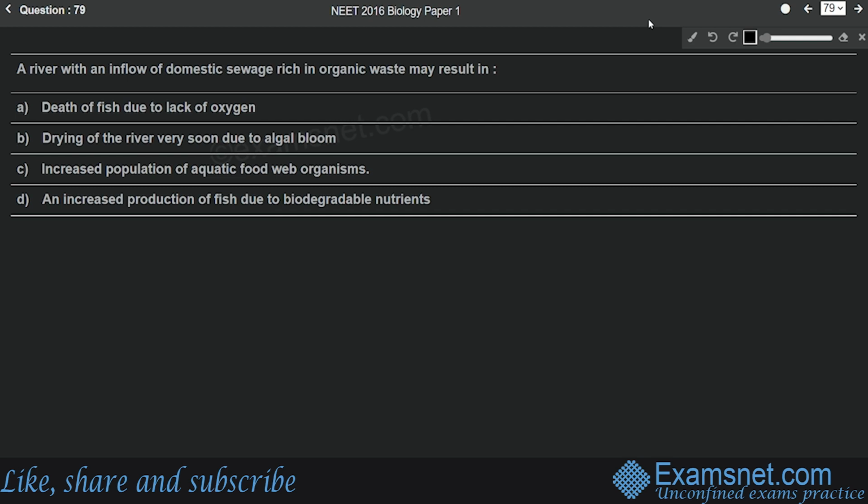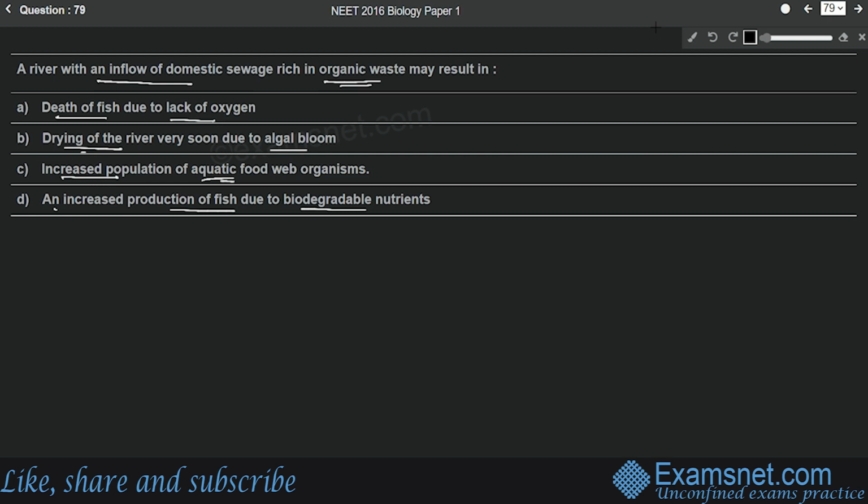Question number 79 is from the chapter Environmental Issues, and the question is: a river with an inflow of domestic sewage rich in organic waste may result in, option A, death of fish due to lack of oxygen, option B, drying of the river very soon due to algal bloom, option C, increased population of aquatic food web organisms, and the last option is an increased production of fish due to biodegradable nutrients.